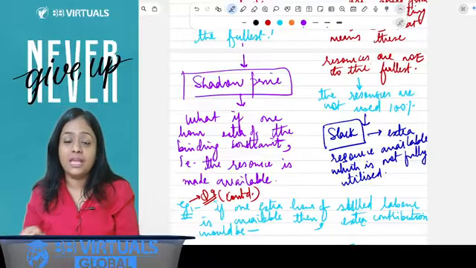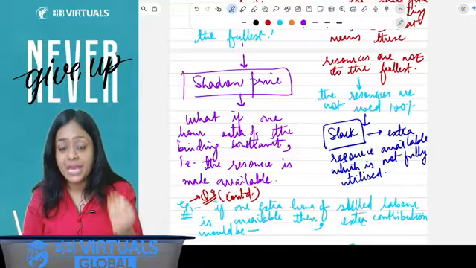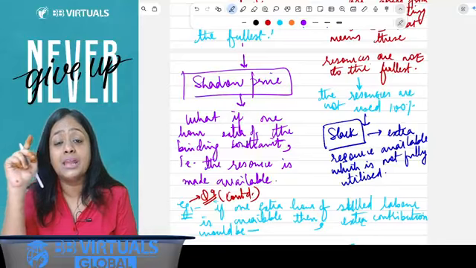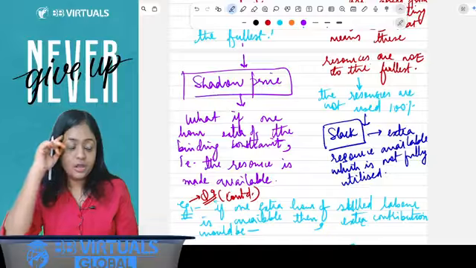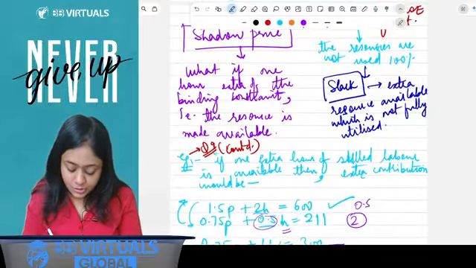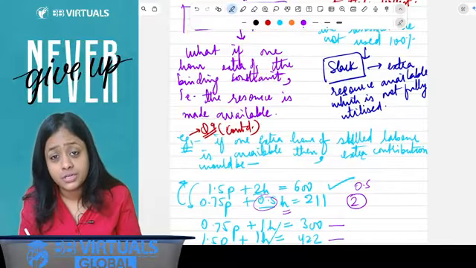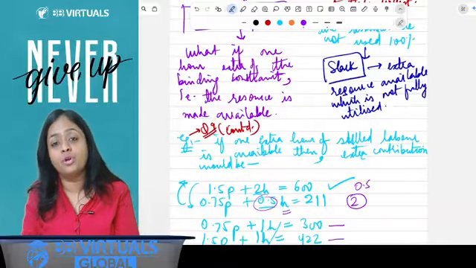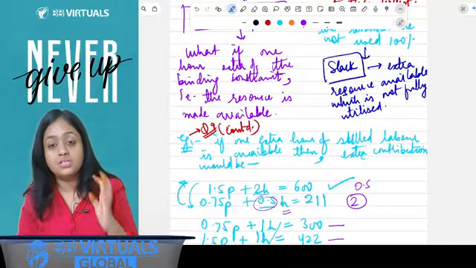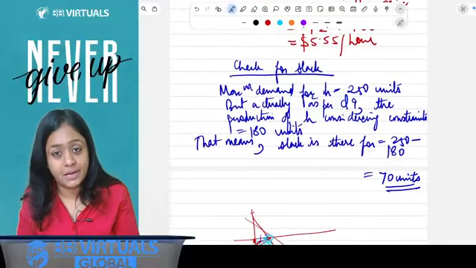To get 1 hour extra, there is something known as shadow price. It is the price which the entity is ready to pay to get 1 hour extra. So what is that price? That price will be the extra contribution. So always remember, shadow price is the contribution earned for getting that 1 extra hour of the constraint. That is known as the shadow price.